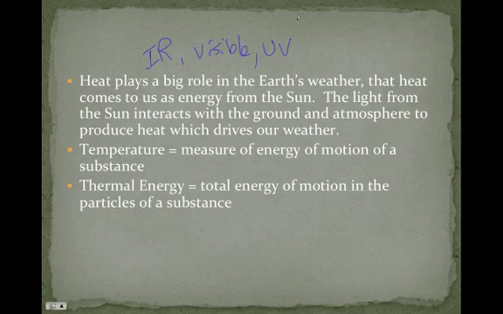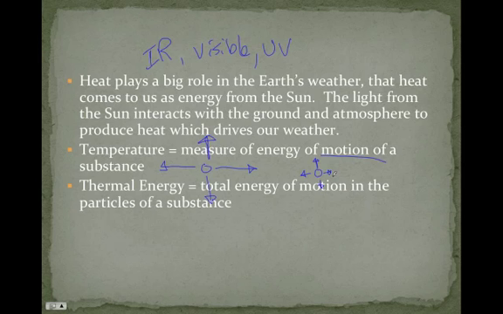Now, two terms that we need to know the difference between are temperature and heat. Temperature is a measure of energy of motion of a substance. So think about it this way: an object that is very, very hot is going to vibrate a lot, whereas an object that is cold is going to vibrate very, very little. See, molecules are constantly in motion, including even the molecules that make up the desk in front of you.